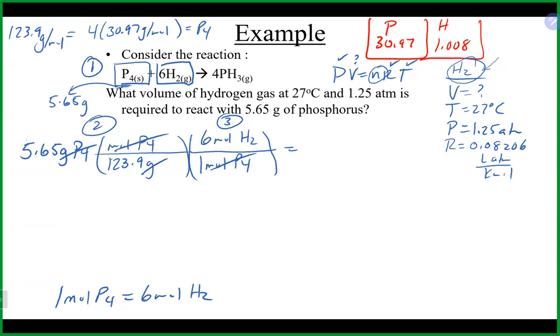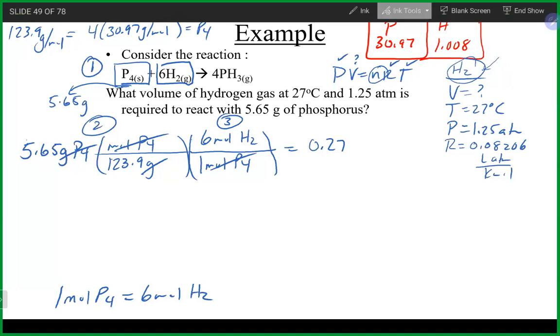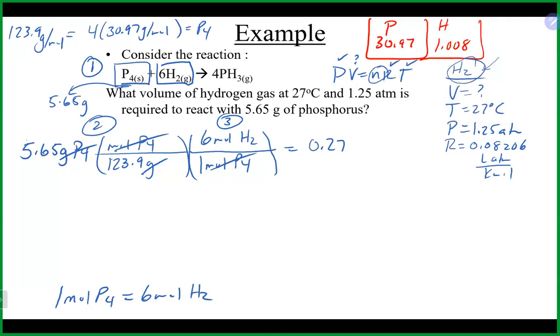We got 5.65 times 6 divided by 123.9, and that's going to give us something like 0.2734 moles of H2. Any questions on that part so far? So really, again, just a basic stoichiometry problem up until this point.